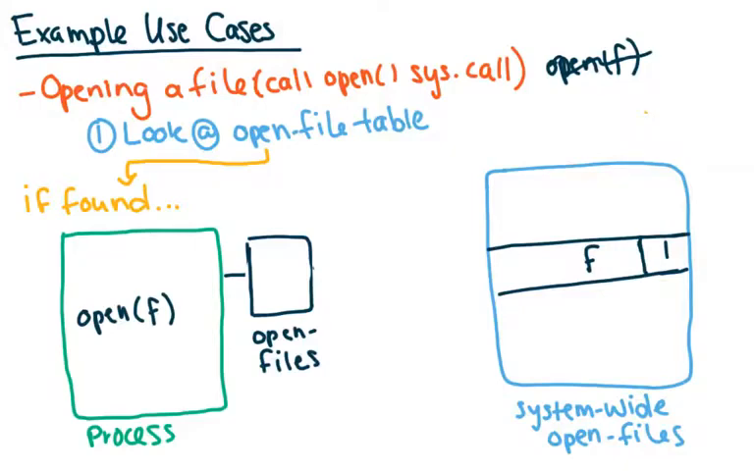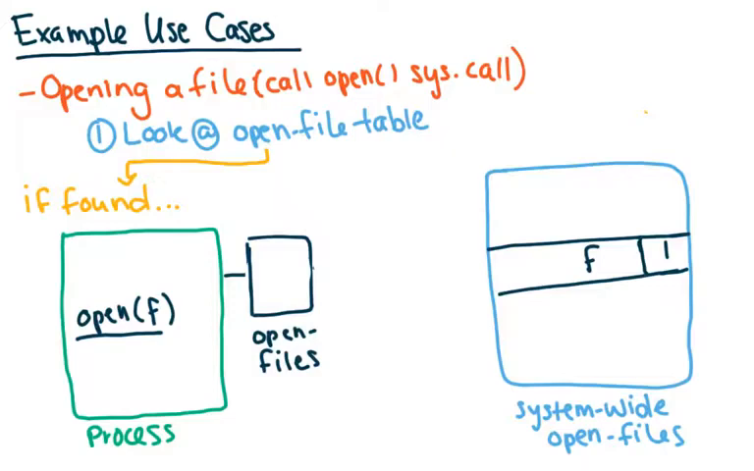Our second use case is opening a file. So this is opening a file via the open system call. The first thing that you're going to do is look at the open file table, the system-wide open file table, to see if the file is actually open. In this process, we call this openf function.